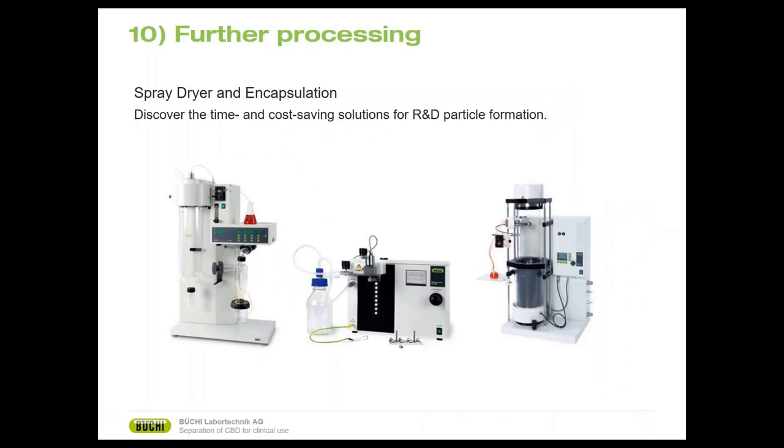So number 10. The further processing can be done depending on the desired material. Using the B290 BUCHI spray dryer, you can produce fine CBD powders, and you can create those 99% pure white powders. With the B390 encapsulator, you can trap the CBD oil in beads or core shell material.